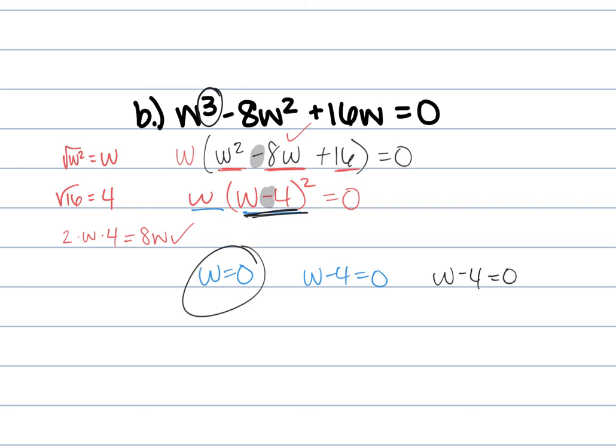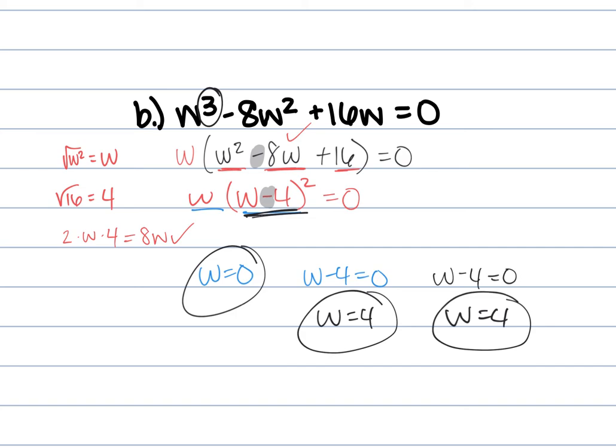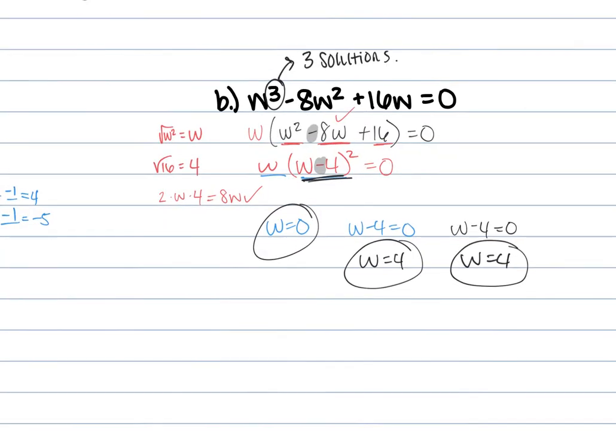So W equals 0, that's one answer. You would add 4 to both sides, get W equals 4, and then you would get W equals 4 here as well. Would it be wrong if you wrote it once? No. So your answers should only be 0 and 4, right? I'm going to write it 3 times because in the beginning I told you we would have 3 solutions. What do we call it when we have the same answer twice? Very good. It is a repeated root. Excellent. Which one is the repeated root, 0 or 4? 4, right?